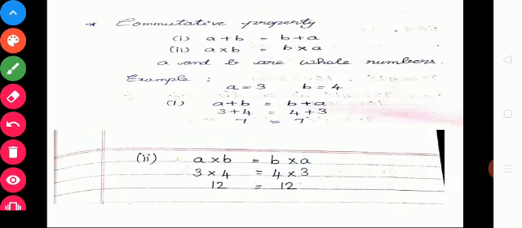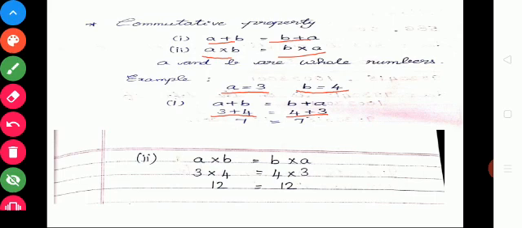commutativity of addition and multiplication. Commutative property. The two properties: a plus b is equal to b plus a, and the next one, a into b is equal to b into a. A and b are whole numbers. Take a value as 3 and b value as 4. Now a plus b is equal to b plus a. 3 plus 4 is equal to 4 plus 3.